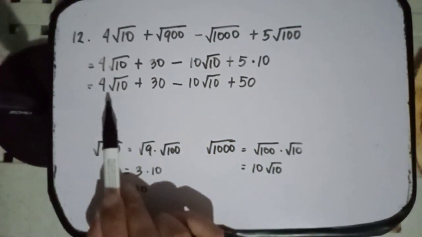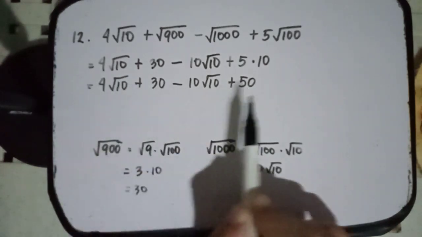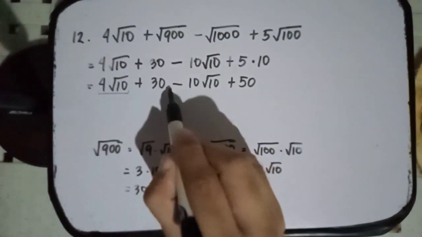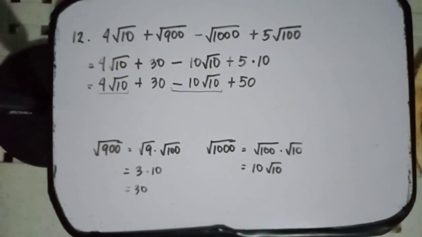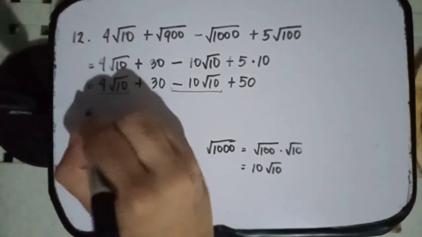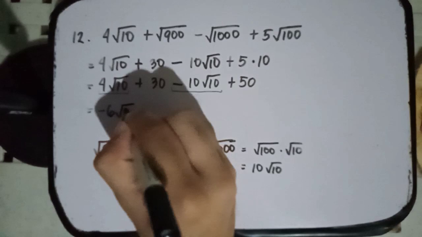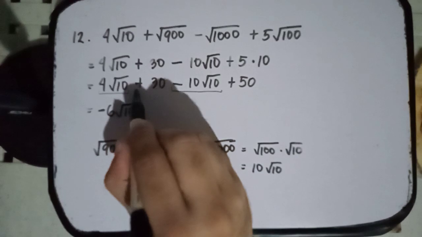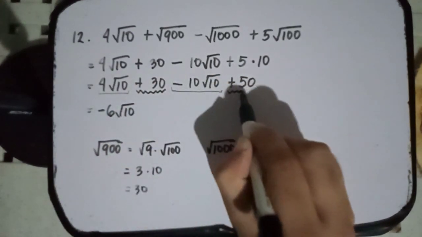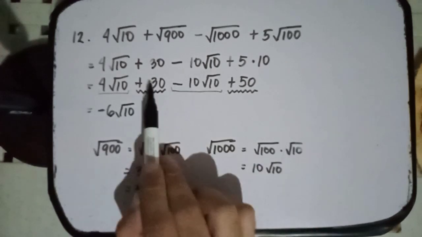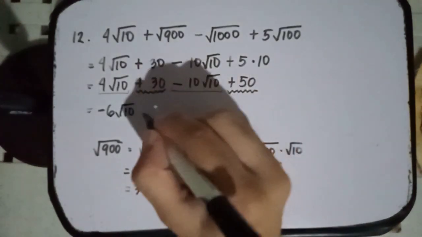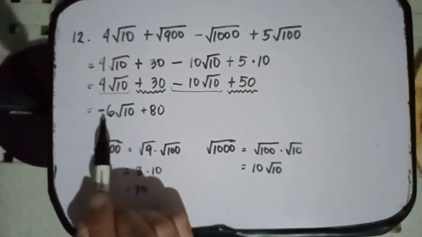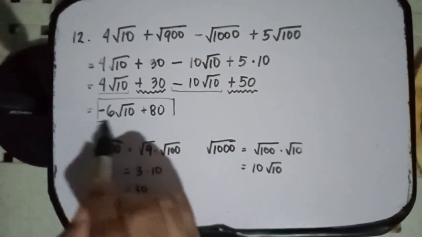Okay? And then, saka natin i-combine yung like radicals. Okay? So, ito, 4 square root of 10 at saka negative 10 square root of 10. Okay? So, 4 minus 10 equals negative 6 square root of 10. Diba? And then, para sa constant terms, we have positive 30 at saka positive 50. So, pwede nating i-add silang dalawa. So, 30 plus 50 equals 80. Okay? Plus 80. So, ang sagot ay negative 6 square root of 10 plus 80.